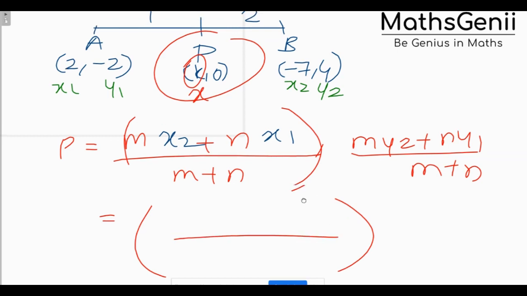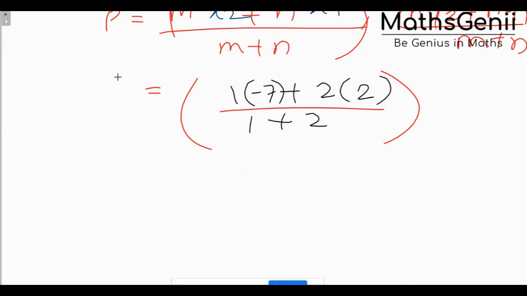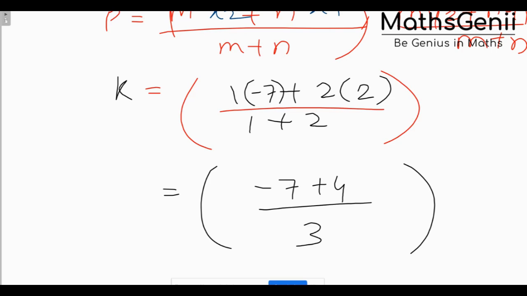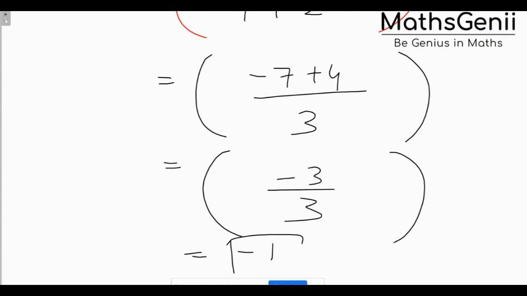What is m? Go to the figure. M is 1, n is 2. What is x2? X2 is minus 7. What is x1? X1 is 2. Solved. I will get my answer. Here you have k. So minus 7, 2 2s are 4, 3 plus 2, 3, minus 7 plus 4, minus 3, because sign of greater number, k is equal to minus 1.